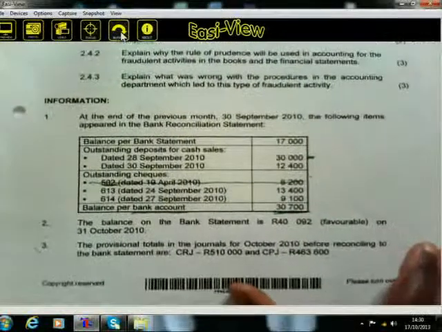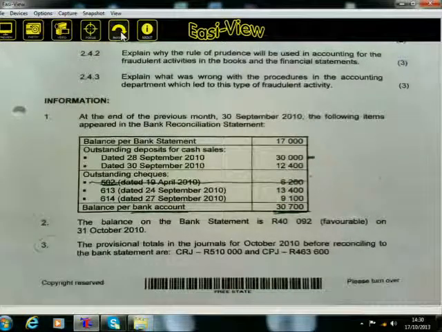2.4.2. Explain why the rule of prudence will be used in accounting for the fraudulent activities in the books and the financial statements. Now we are bringing in the GAAP principles. The business must regard these transactions in a pessimistic light, as there is no certainty that any amount will be recovered. We cannot say he has defrauded the business, so let it be. We are saying we are going to record this. It should be reflected, but in a very pessimistic manner.